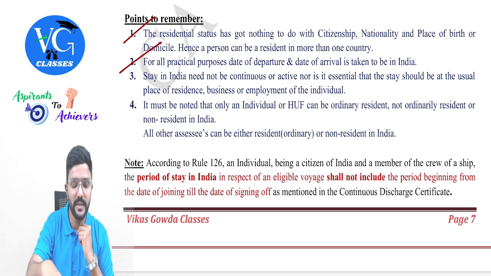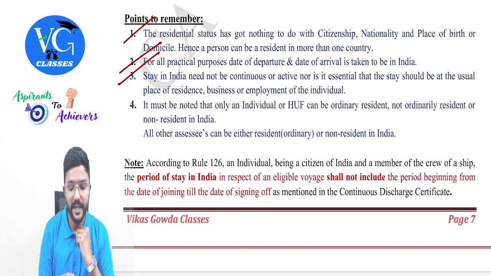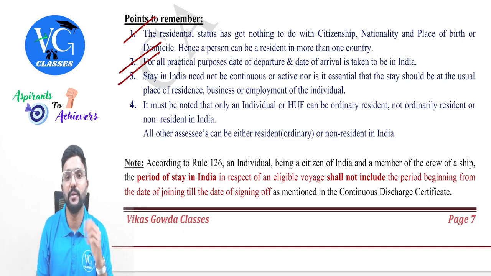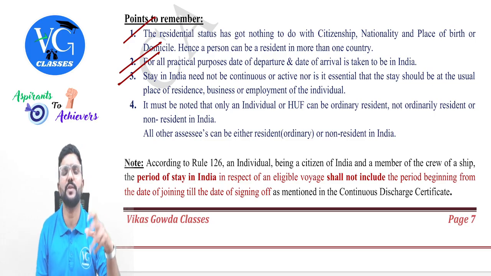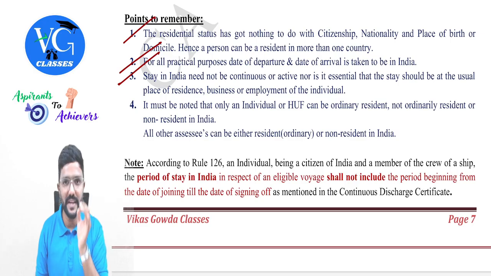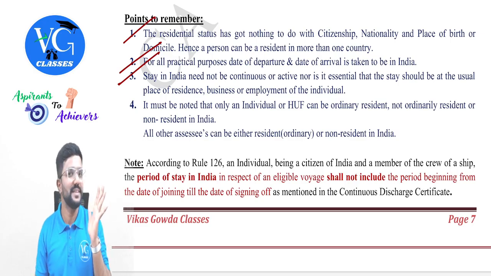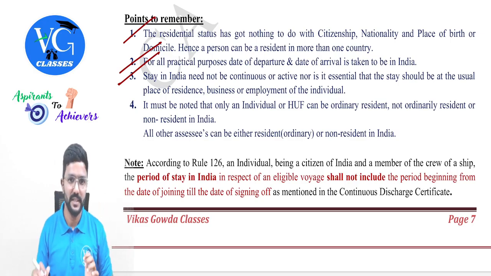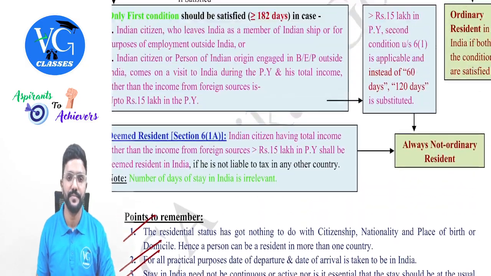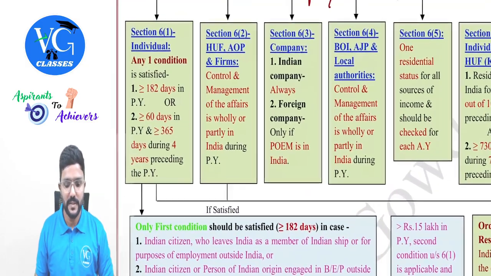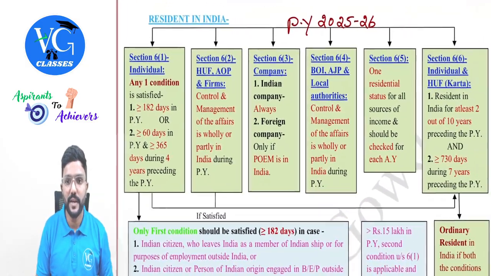Okay. Then the third one. Stay in India need not be continuous or active, nor is it essential that the stay should be at the usual place of residence, business, or employment of the individual. Where they are staying, with whom they are staying, for what purpose they are staying in India, does it matter? No. We will only check whether they are in India or not. Got it? Yes, sir. Then the last point we will see later. Okay, guys. So this is all about the residential status of individual.